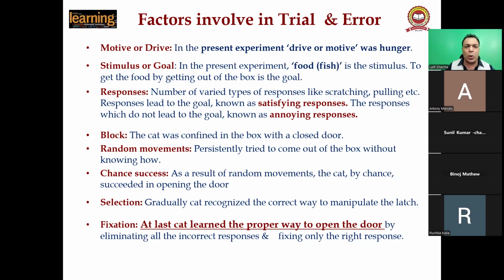Second is a stimulus or a goal. In the present experiment, food, fish, is the stimulus. To get the food by getting out of the goal box is the goal. So guys, you have to arouse the learning power of the student. You have to stimulate the student. There are a lot of methods for stimulating, for arousing the learning power of the student, of the child. I always say, a child is never ever weak on this planet. Always weak is the teacher. Always remember in your mind.